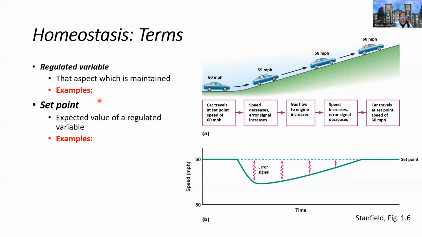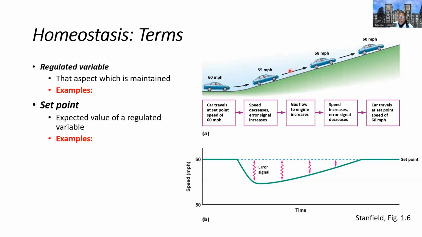The set point is the value that we want to keep that variable at. So for our blood pressure, it's 130 or so over 80, okay? So that is the value that we want to keep that regulated variable at, and so that is going to be your set point.